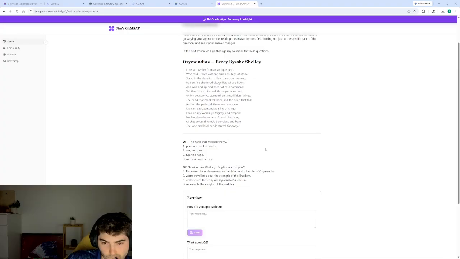It could be B as well, like if you look around at his works and despair. I'm leaning more toward B, because if you want someone else to despair, you would show your strength. I don't think it's C or D anymore. I want to say it's either A or B. Look at my works, but the works point toward architectural triumphs. Which one do you go with, A or B?